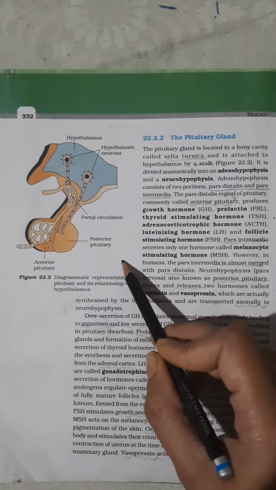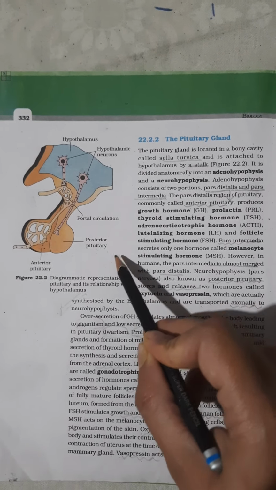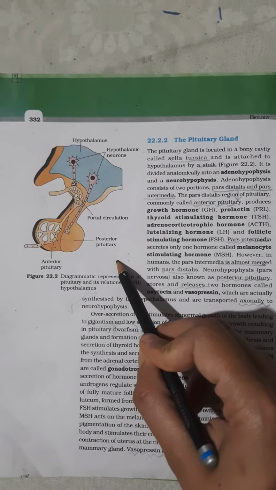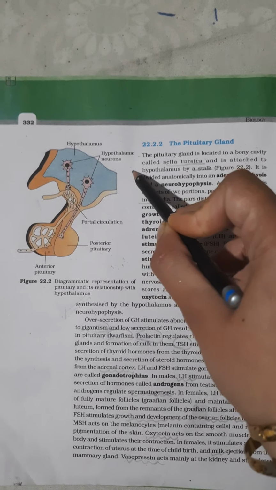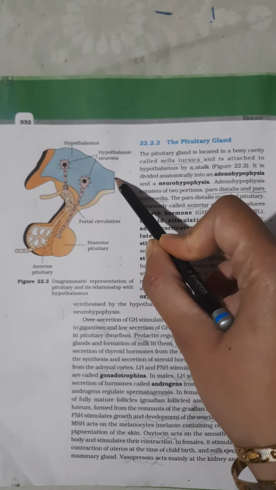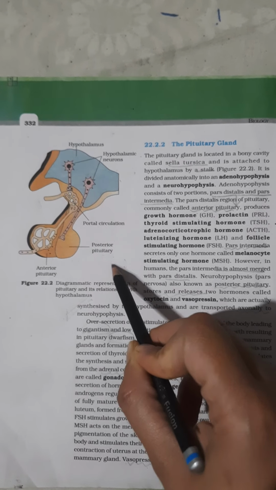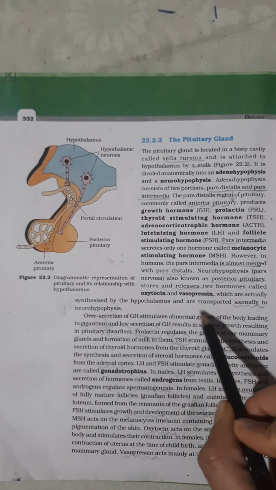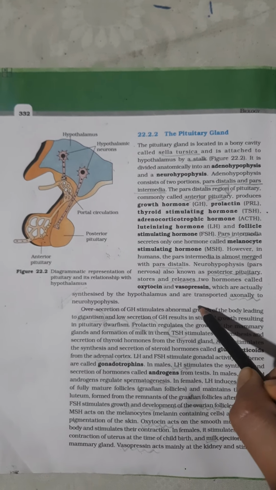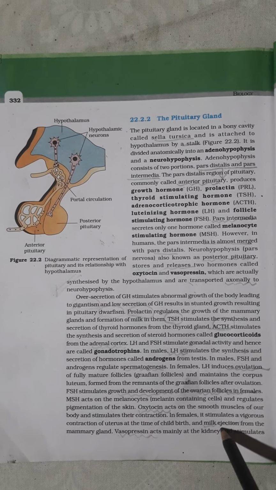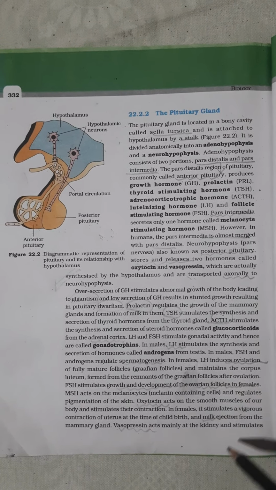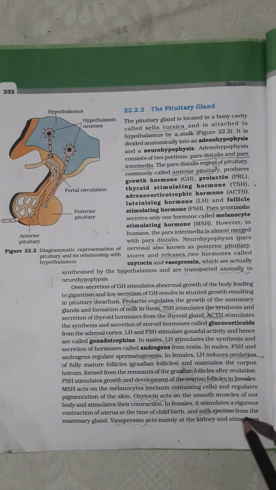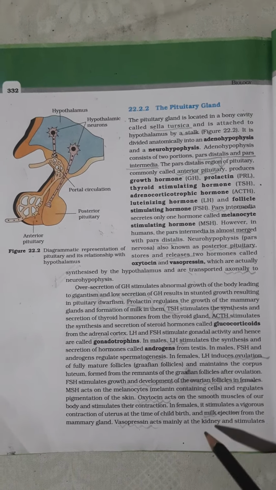Now coming to the posterior pituitary, the point to be noted here is that the hormones are not secreted by the posterior pituitary. They are secreted by the hypothalamic neurons, by the hypothalamus, but they are stored by the posterior pituitary and released into the bloodstream by the posterior pituitary. These are of two types, oxytocin and vasopressin. Oxytocin stimulates the smooth muscles during childbirth for the contraction and relaxation of muscles in the uterus, and the milk ejection after the birth of the child.